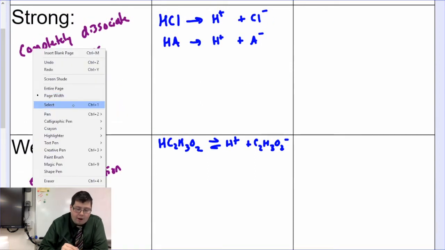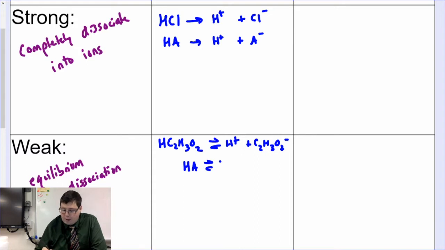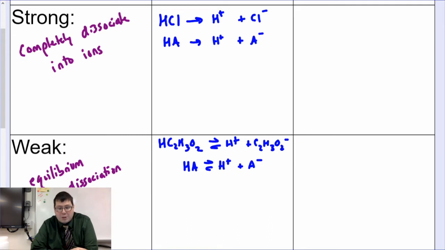Now, if we wrote our weak acid equilibrium more generally, we could say that's HA, goes back and forth between H+ and A-. Now, if we wrote an equilibrium expression for our equilibrium for a weak acid, you'll notice this is going to be aqueous, this is going to be aqueous because they're both ions, and my HA, crucially, is still soluble, so it's still aqueous.